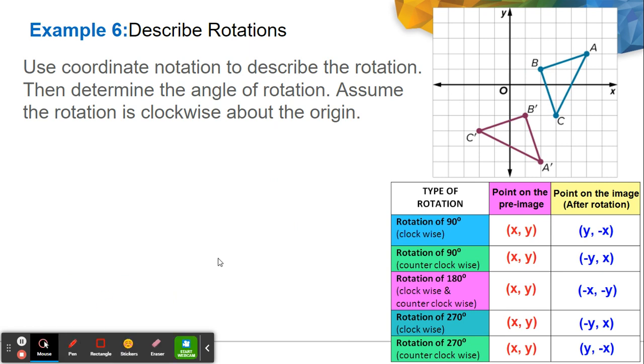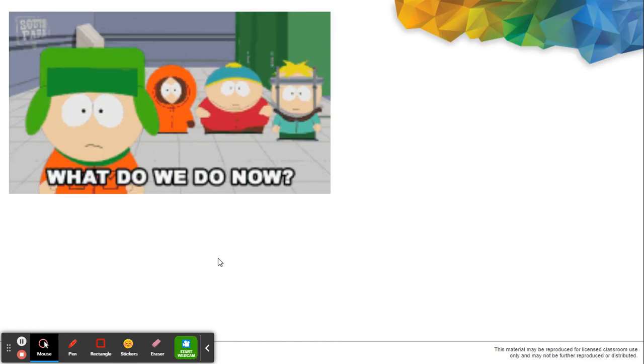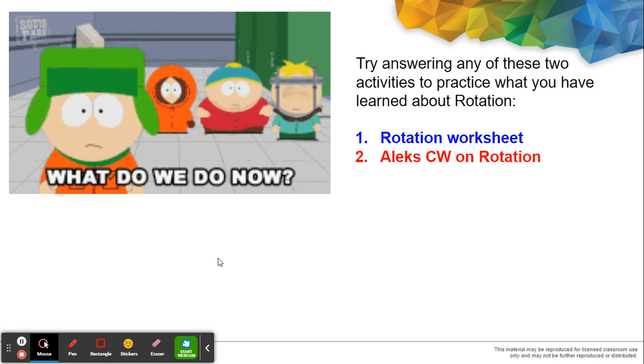Then what's next after watching this video? What do we do now? Just like I told you at the start, you have two options. First, you can get the rotation worksheet from me. And second, you can also do your classwork on rotation. Make sure that you complete the guided notes before you do these two activities.